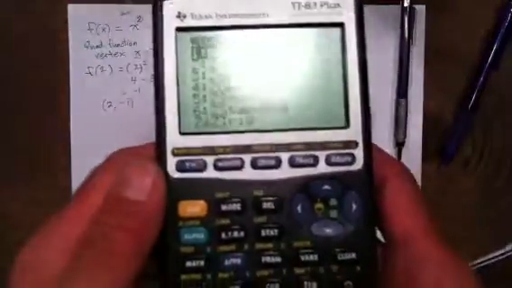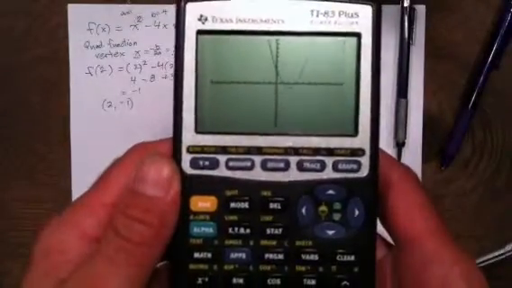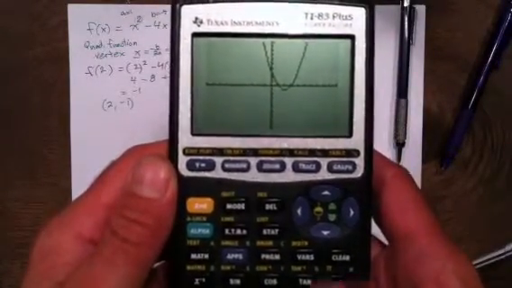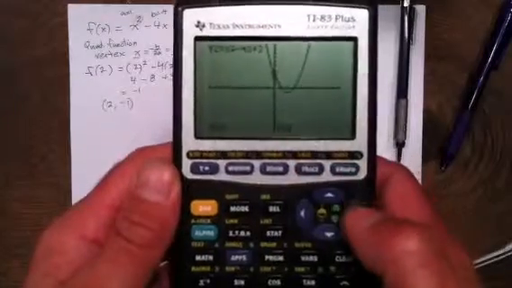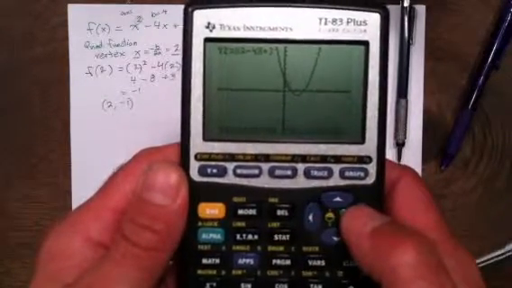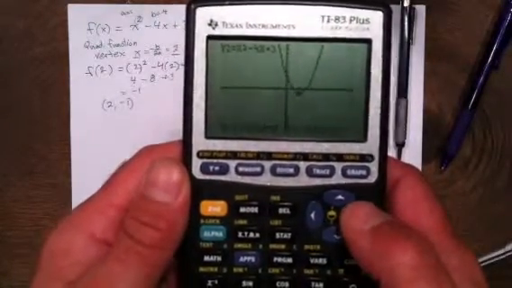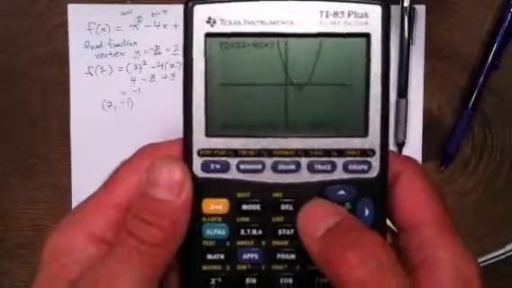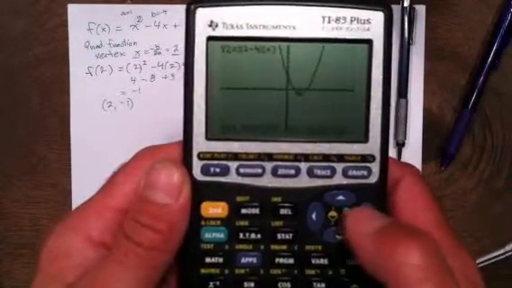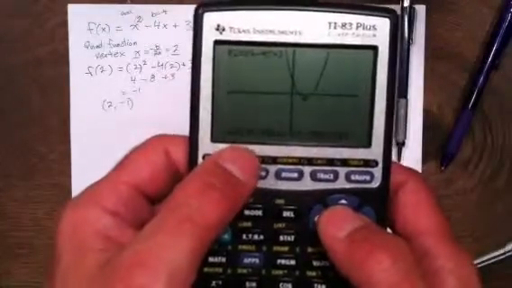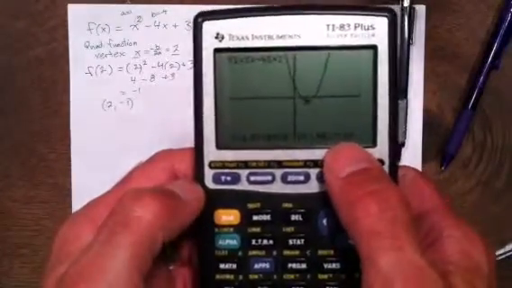Okay, let's see. Zoom 6, zoom standard is the way to go, which is the screen I had before. I could trace and try and locate that number, but it traces weird values. All right, so that's kind of helpful, kind of not. I can see the minimum is somewhere near x is 1.9, y is negative 0.99.